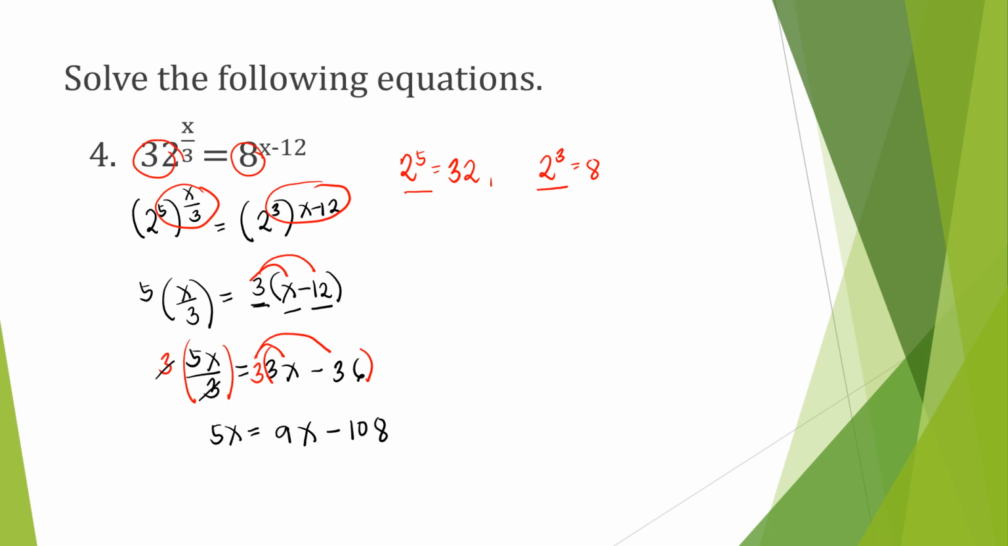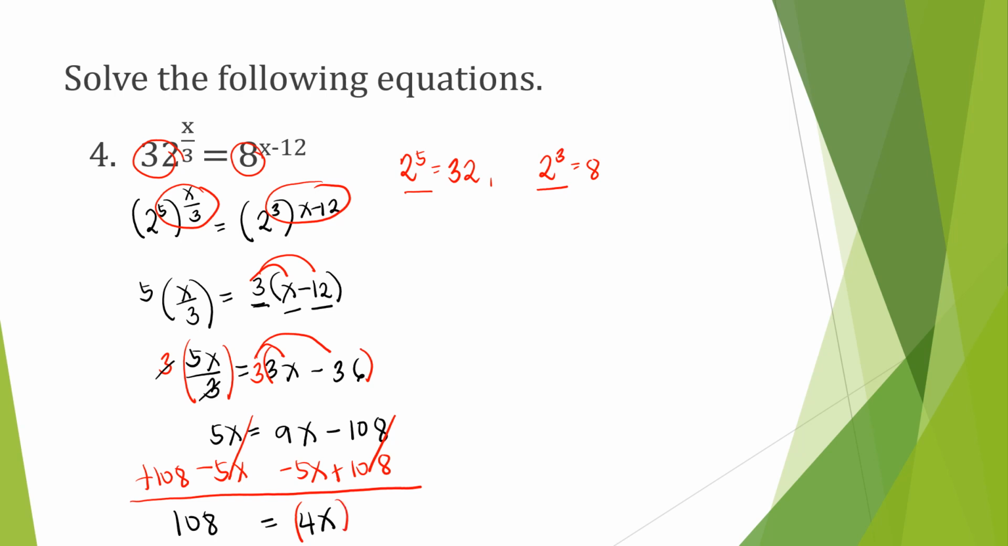Let us add negative 5x to both sides of the equation. Cancel. Next, let us add positive 108. Cancel. So we have positive 108 is equal to 4x. To solve for x, let us multiply both sides of the equation by 1/4.